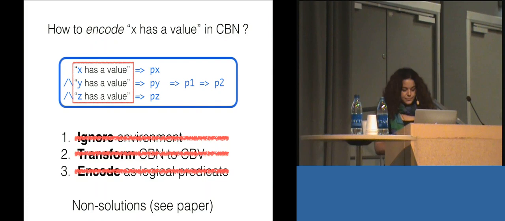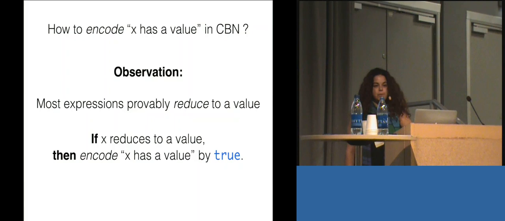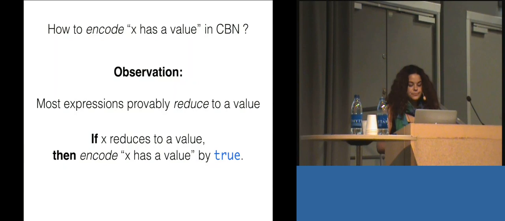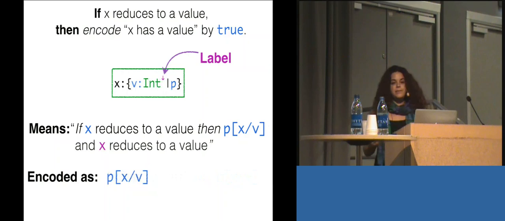Instead, we make the observation that most expressions probably reduce to a value. So our goal is to encode this "x has a value" guard if we know that x actually reduces to a value. So here is the meaning of the binder as we saw it before, but now we know that x actually reduces to a value. So we give this information into the types using a down arrow to label the types, and the down arrow has the meaning that x actually reduces to a value. So the binding now means that if x reduces to a value, then p of x holds, and moreover, x reduces to a value, which can trivially be encoded into the logic as p of x.